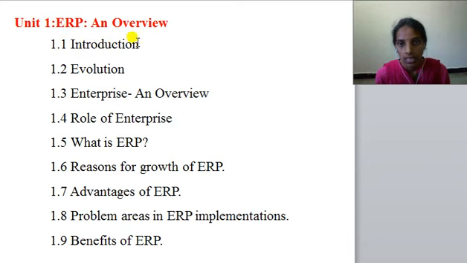So the introduction of an ERP, evolution of an ERP, also known as the history of an ERP. Next is the enterprise, the role of an enterprise. What is ERP? Then reasons for growth of an ERP, means why we are using ERP in today's business, as well as advantages of an ERP. Problem areas means risk in ERP implementation, as well as benefits of an ERP. So all these basic points are covered in unit number 1, that is ERP and Overview.